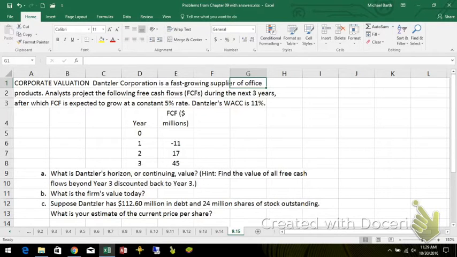This is problem 9.15 from Brigham and Houston, Fundamentals of Financial Management, Concise 9th edition. Here we're valuing a business using its free cash flows. So we projected free cash flows over the next 3 years, negative 11 million at the end of year 1, 17 million at the end of year 2, and 45 million at the end of year 3.